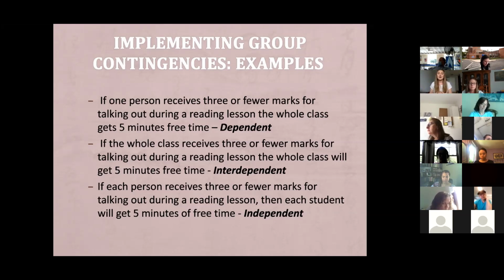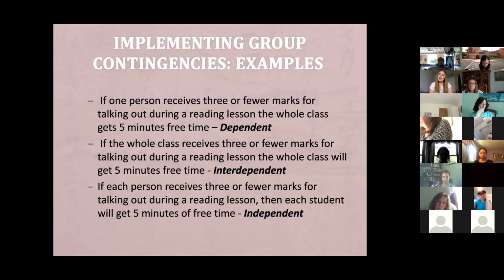For an interdependent group contingency, this would look like if the whole class receives 3 or fewer marks for talking out during a reading lesson, then the whole class gets 5 minutes of free time. This is the all or none. So now we're looking at the whole class with 25 to 30 students. There better only be 3 or less call outs during my reading lesson. And if you meet that, then you can get 5 minutes of free time.